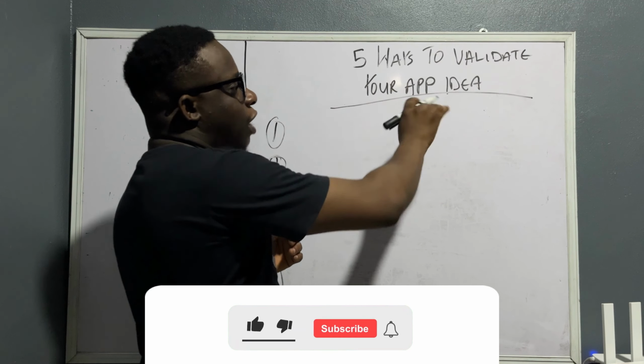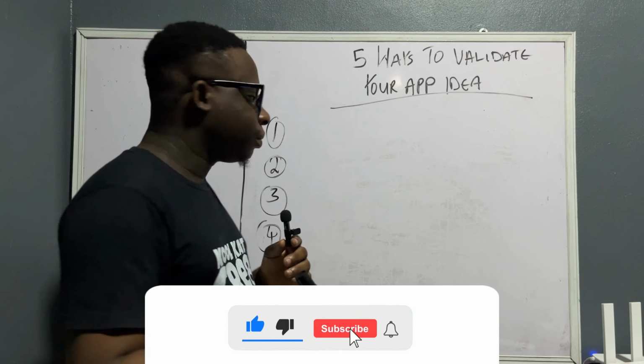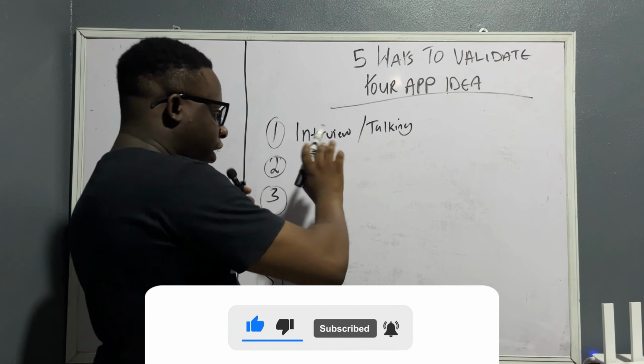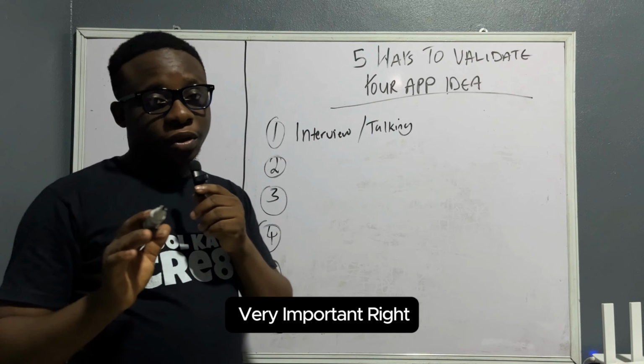Five ways to validate your app idea. So, number one, talk to your potential users, or interview. Now, this is very important, right?